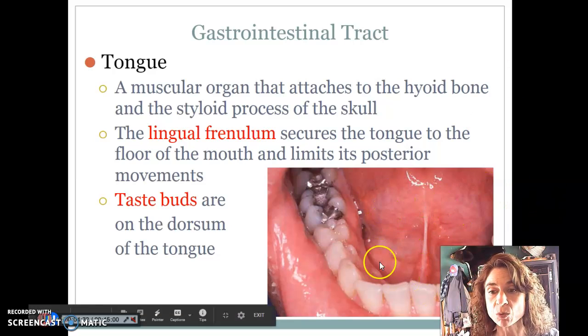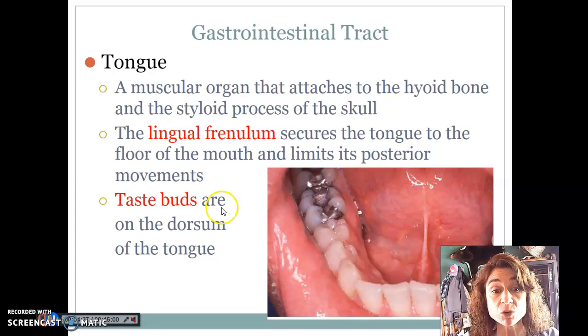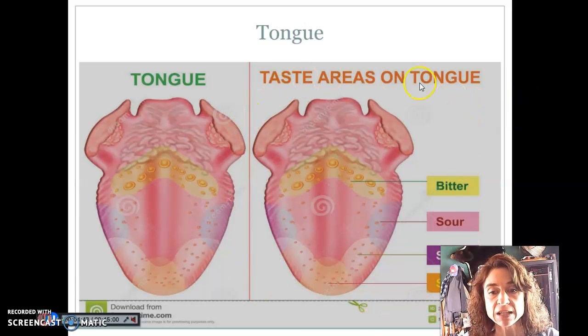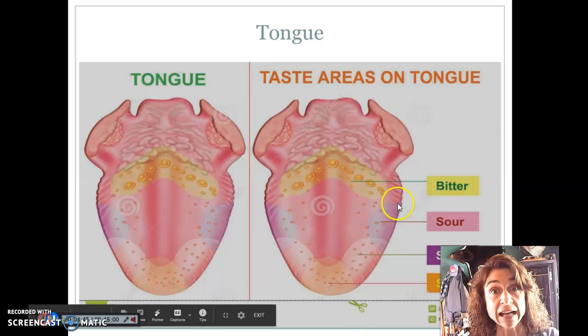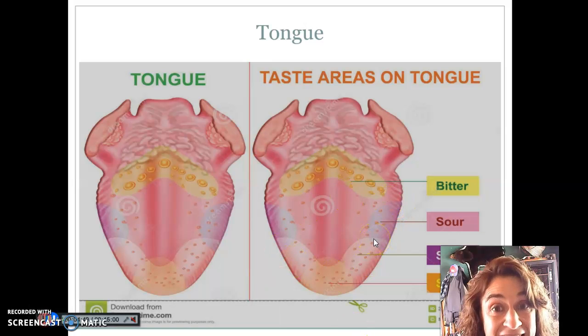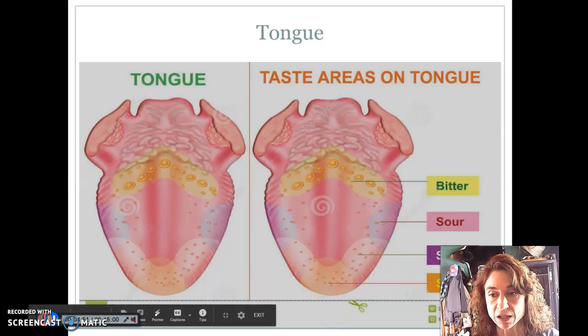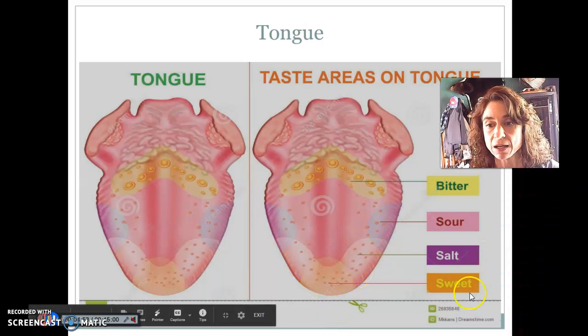Again, here's the lingual frenulum that attaches the tongue to the floor of the mouth. And then, of course, we have the taste buds on the dorsum of the tongue, which is the top of the tongue. Here is how the taste buds are laid out. Specific areas are sensitive to specific tastes. So the tip of your tongue is sensitive to sweet things.